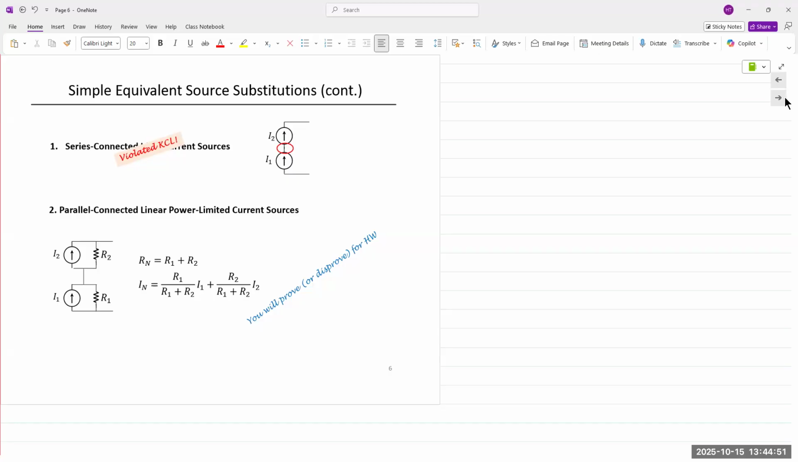So if you have parallel connections of current sources, yes, we can do so. Series connections, no. Because two dissimilar currents cannot exist in the same series branch. It's just not possible. So if you have I1 and I2, which have two dissimilar values, then we cannot use them in series. Okay, and that's from KCL.